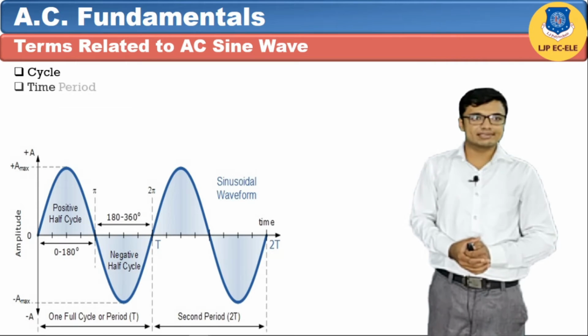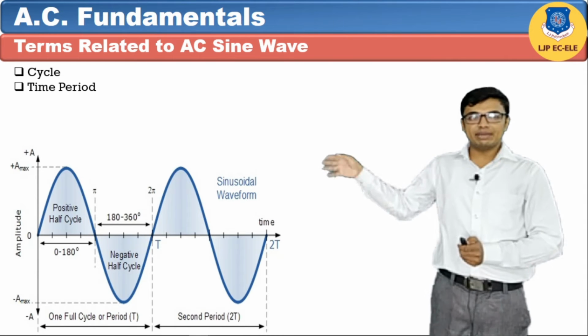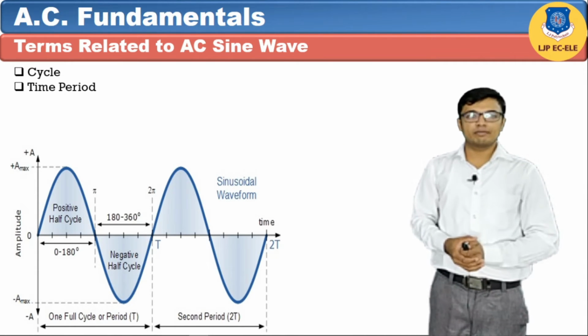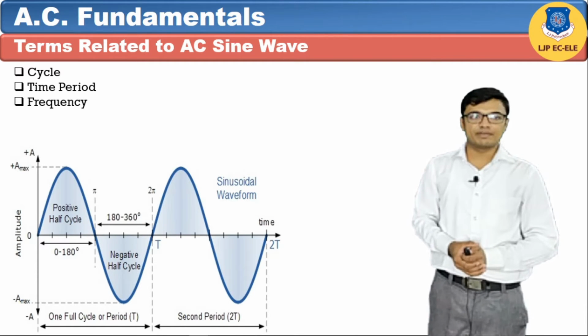Let's see the second definition, which is of time period. The unit of time period is second, and time period is expressed as capital T. Time required to complete one cycle is called the time period, and generally for 50 Hz it is 0.02 second.